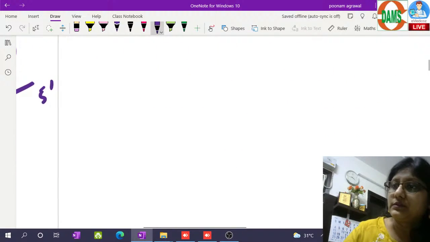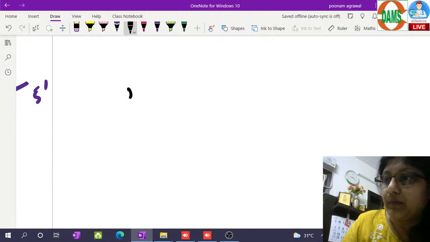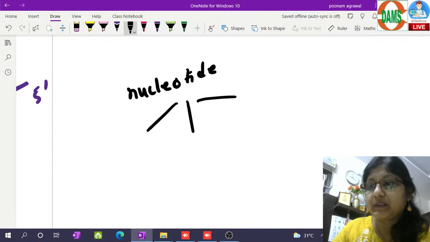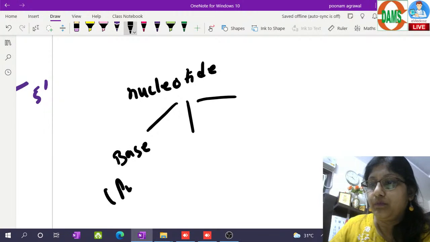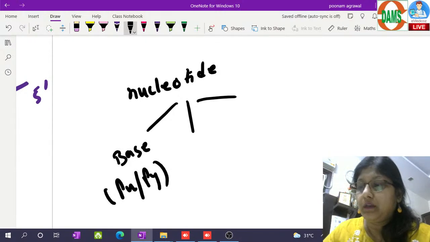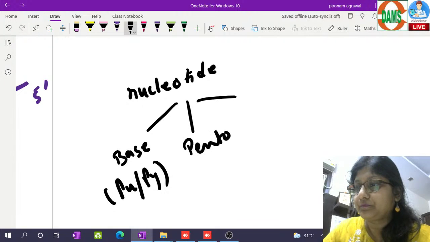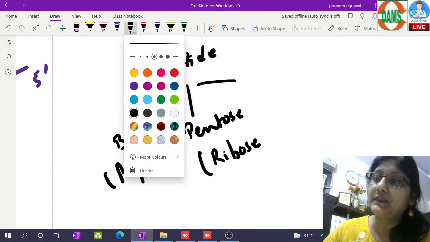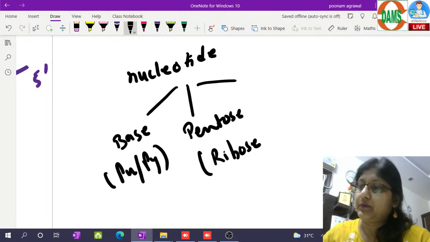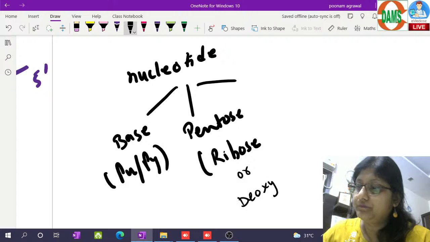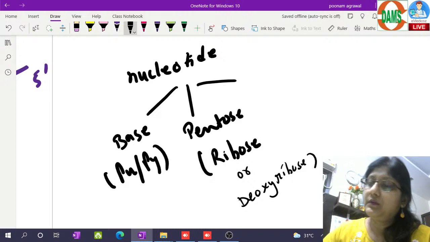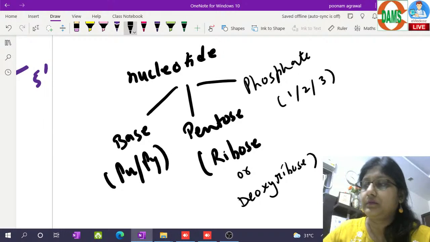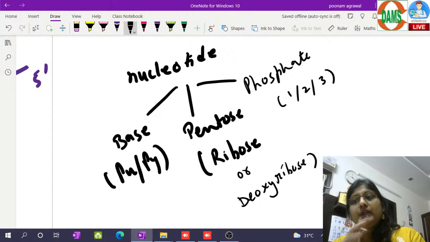So let's start with this discussion. When I talk to you about nucleotides, most of you know that nucleotides have three components. One is the base, which may be a purine base or a pyrimidine base. Another is going to be pentose, which is either going to be ribose or deoxyribose, depending upon what nucleotide you are talking about. The third component is going to be the phosphate, which may be 1 in number or 2 in number or 3 in number. So we have three components in a nucleotide.